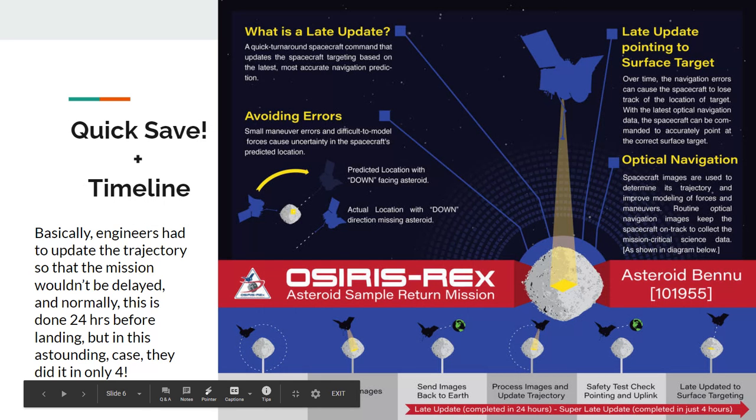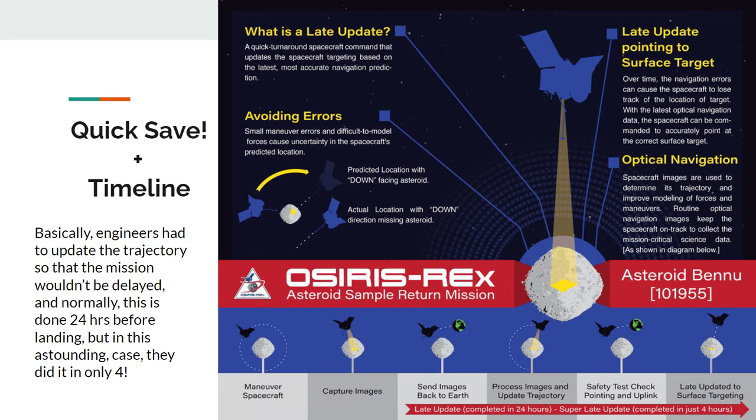And finally, just before OSIRIS-REx took its sample, it was going off trajectory, and they had to do a late update, or in this case, a super late update. A late update is when they update the trajectory 24 hours before landing, and a super late update is 4 hours, just 4, and it's astounding how they did it. At this point, you can pause the video, look at the timeline, and read what this image has.